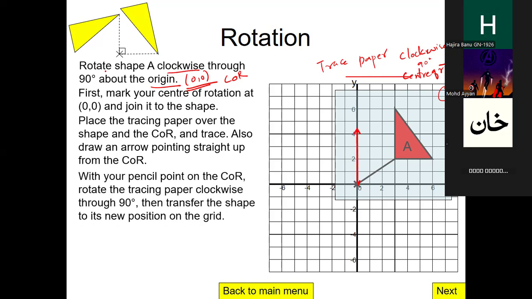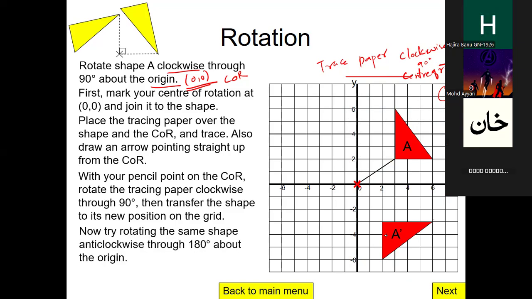When you turn the trace paper, the shape which you have traced on the paper will come to the next position after 90 degrees, like this. You can mark the points here using the trace paper. You can mark the points on the graph and then remove the trace paper and draw the shape. That's how you will do your rotation. You will get the new shape after rotation.